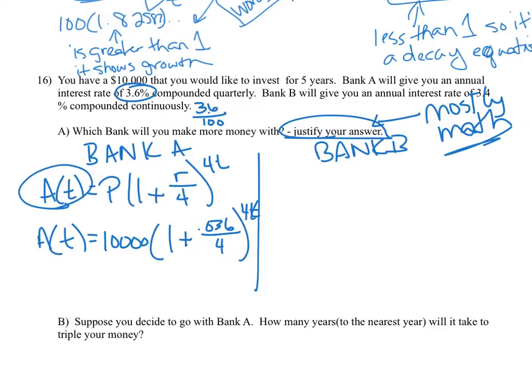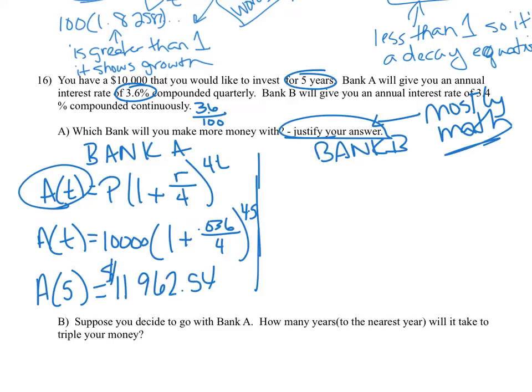Oh, 4t, but t is 5 years. So it's 4 times 5, or 20. So plug that in. So A of 5 is $11,962.54. It doesn't say where to round to, because you don't really need to. You're just trying to solve which bank will I make more money. And that's pretty obvious just looking at numbers.